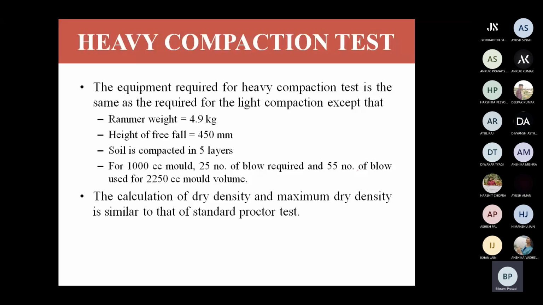You will see that the number of blows is sometimes 55, and we get confused. If the volume of the cylinder we have used is 1000 cc, then there will be 25 blows. Where we have used a 2250 cc mold volume, there will be 55 blows, and the soil is compacted in 5 layers in both cases. So these are the differences. If you are asked the differences between light compaction and heavy compaction, you can directly mention these 3 or 4 points.